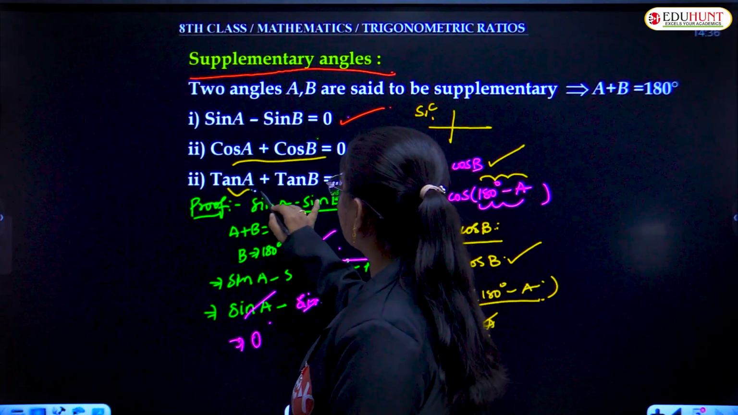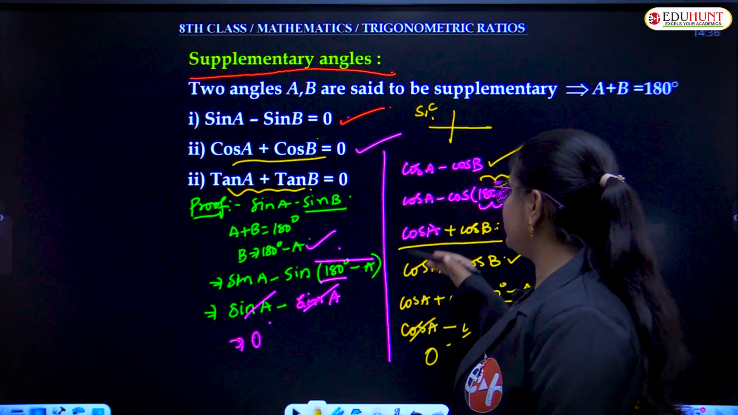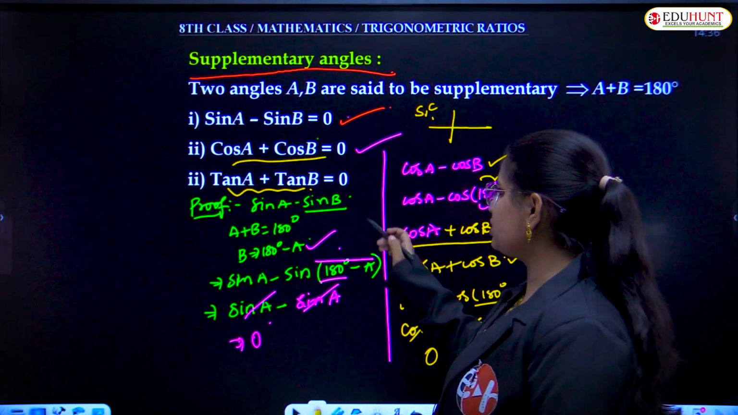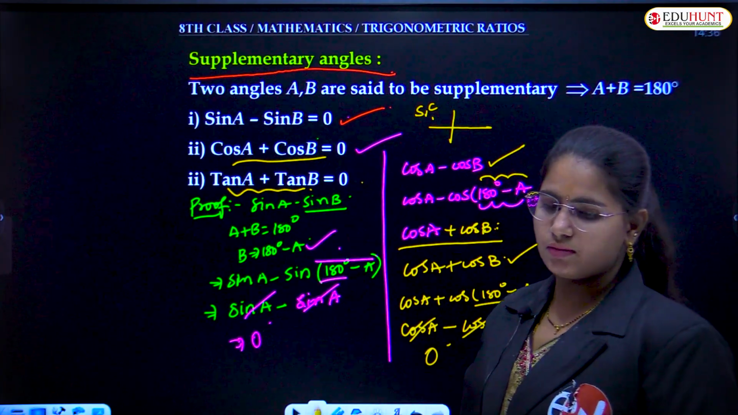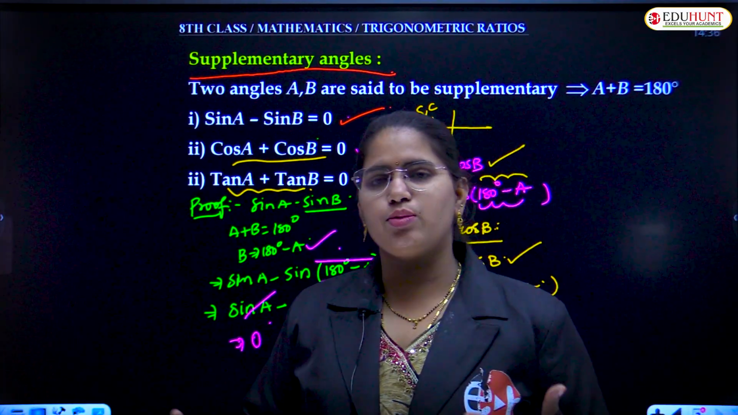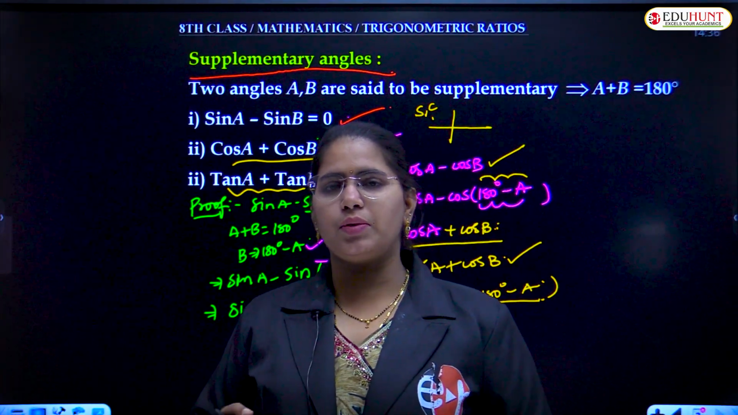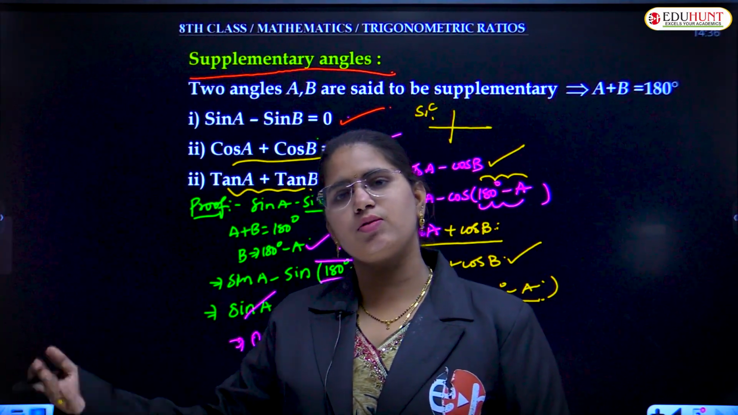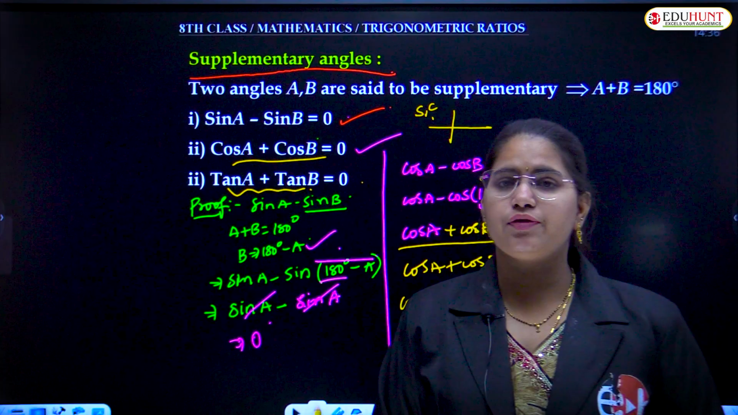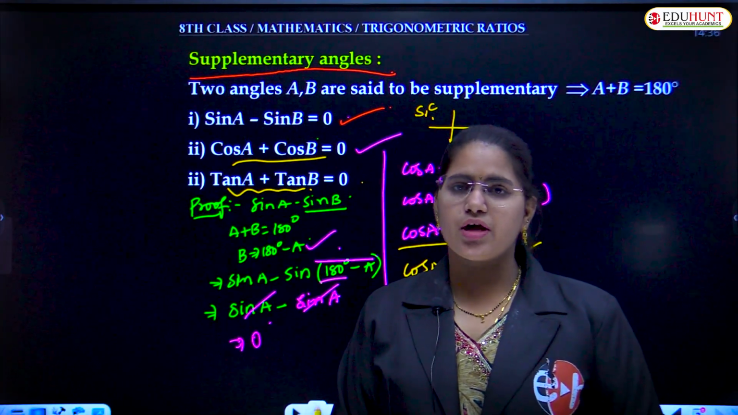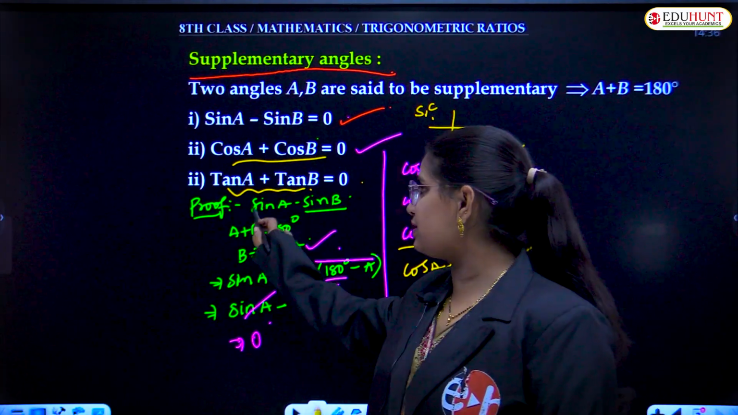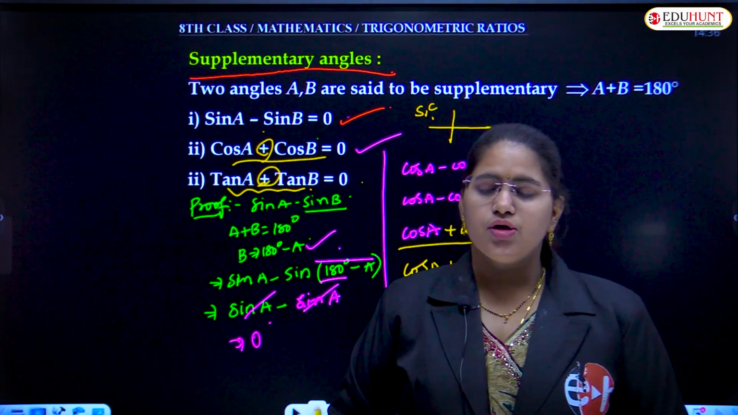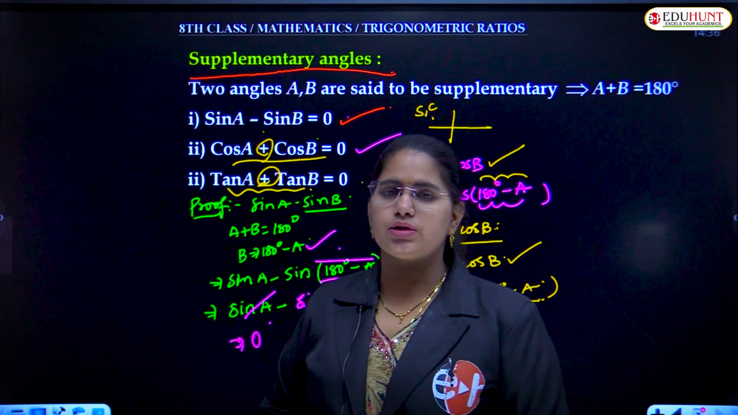Similarly, you can also prove tan A plus tan B is also equal to 0. For example, 120 and 60. Tan 120 plus tan 60 is always equal to 0, because 120 and 60 are supplementary angles. It is under plus, remember that, these are important here. So this is done with the concept.